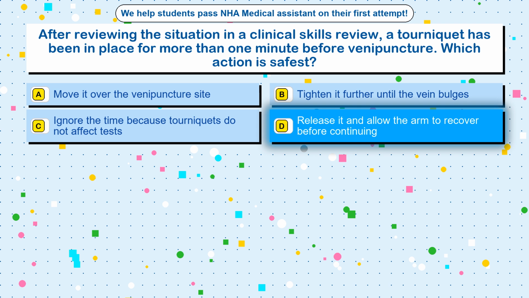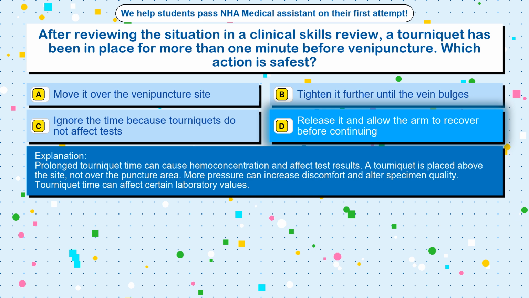The correct answer is option D. Release it and allow the arm to recover before continuing. Prolonged tourniquet time can cause hemoconcentration and affect test results. A tourniquet is placed above the site, not over the puncture area. More pressure can increase discomfort and alter specimen quality. Tourniquet time can affect certain laboratory values.